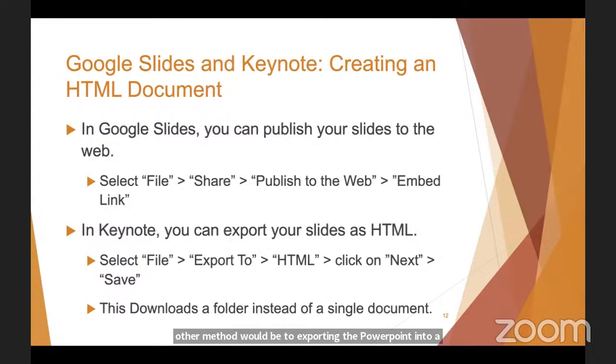In Keynote, which is great, you can export your slides as an HTML document. So you select File, Export to HTML, and then click on Next, and then Save. And this downloads a folder with a bunch of stuff like the text that you've decided to use, your images, things like that. To open it, there's an index.html file in the folder. If you click on that, that will open in your preferred browser and it will be your slides.